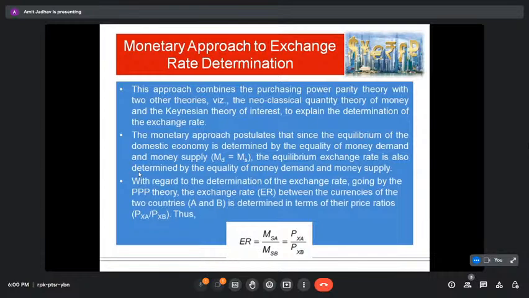The monetary approach holds that the equilibrium of the domestic economy is determined by the equality of money demand and money supply. So where the demand for money and money supply are equal in a country, it will have a good impact on trade as well as on purchasing power parity. With regard to the determination of the exchange rate, going by the PPP theory, the exchange rate between the currencies of two countries is determined by their price ratio. So through the price ratio, the exchange rate can be determined.